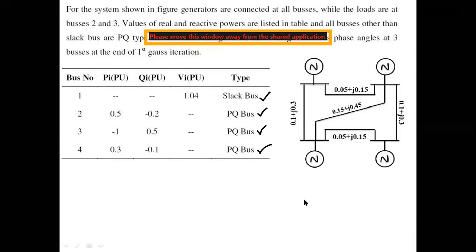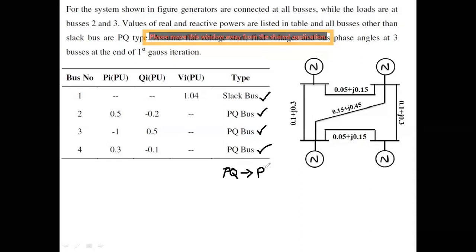But whenever the second bus is converted from a PQ bus to a PV bus, the specified parameters are going to change. If we consider the second bus as a PV bus, obviously the specified parameters are real power and voltage. What are the unspecified parameters at the PV bus? Obviously Q and delta. Those two parameters you should determine using the Gauss-Seidel method of load flow solution.